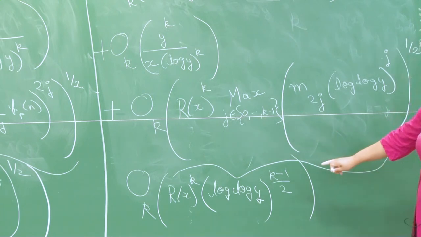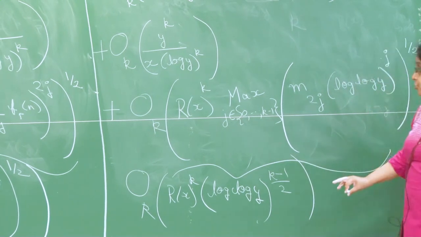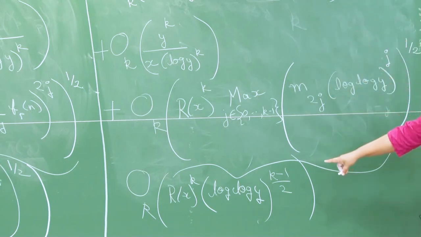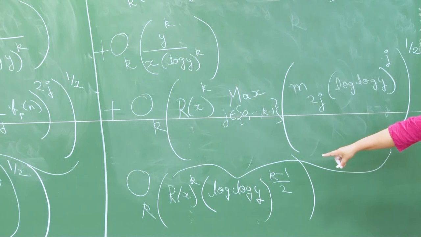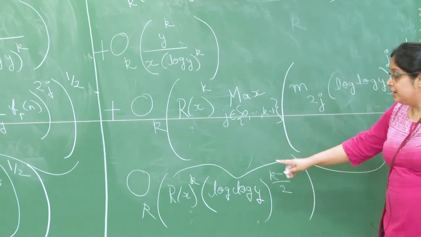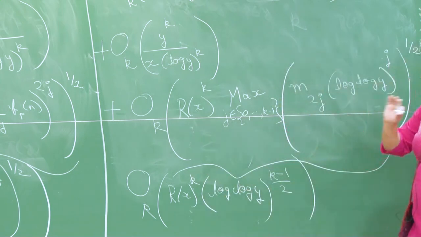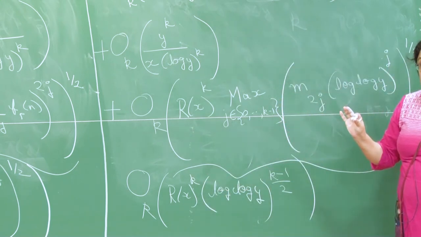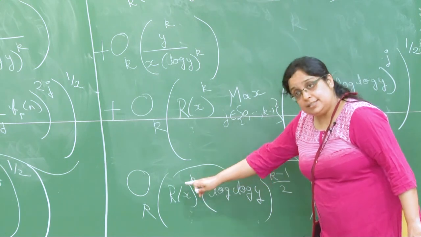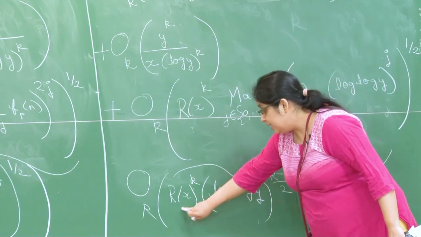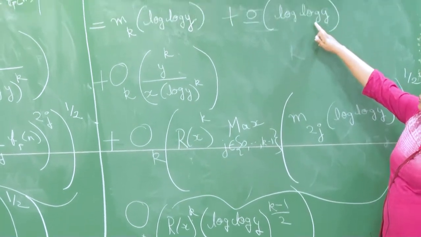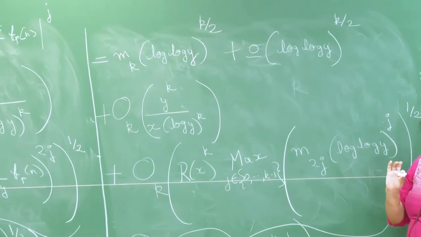And this is good since k minus 1 over 2 is less than k by 2. But along with this power log log y raised to the k minus 1 over 2, r of x raised to the k is also tagging along. So we want to make sure we choose r of x which is small enough so that this whole thing combined will be little o of log log y raised to the k over 2.